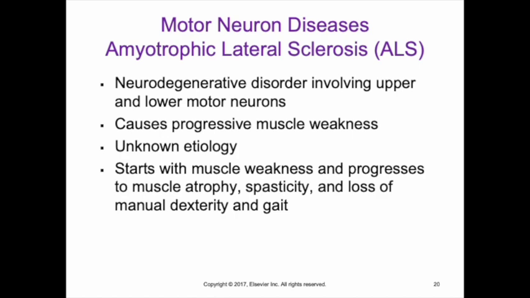Now, ALS can usually begin at any time from the fourth decade of life, so in your 40s, and its peak is around 60 to 69 years old. It occurs about 3.9 cases per every 100,000 persons in the United States, and it's higher in males than in females. Most cases of ALS are sporadic, and they have a familial form with genetic mutations on chromosome 9.